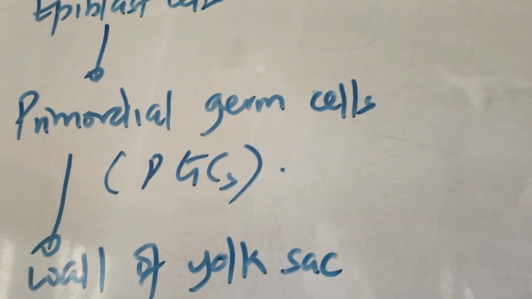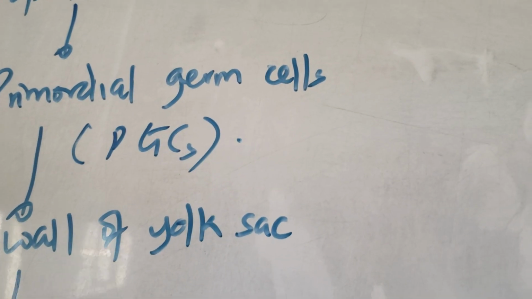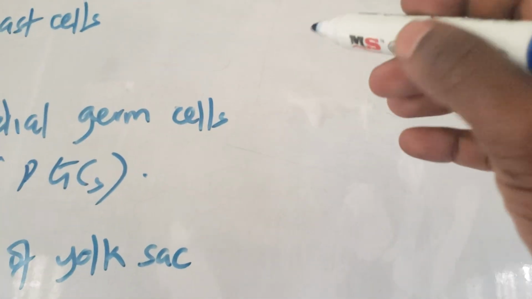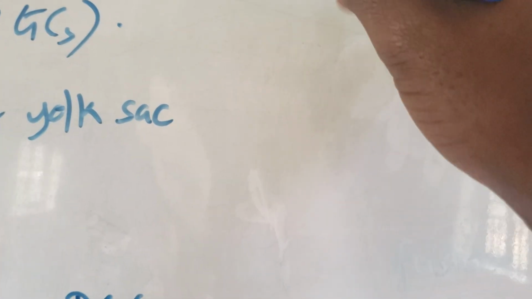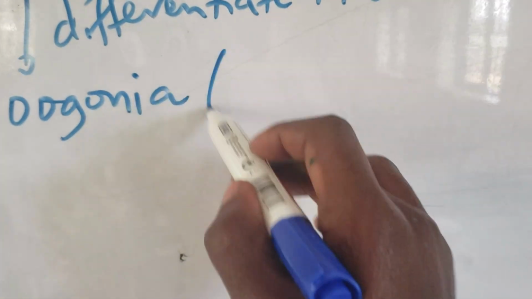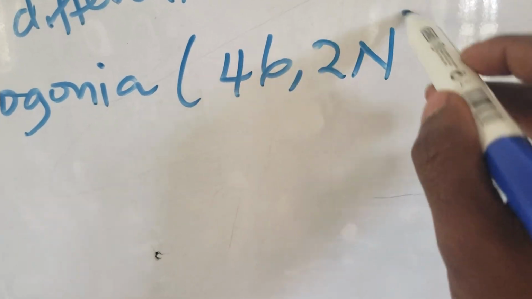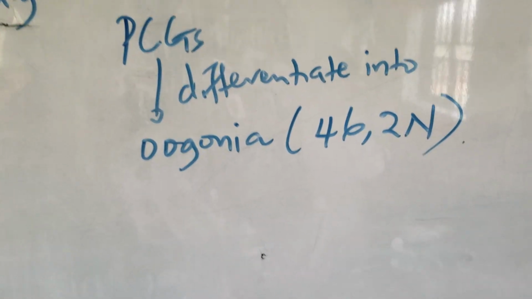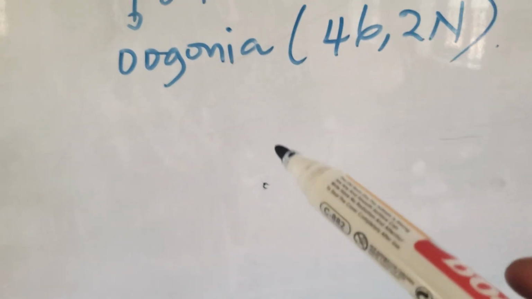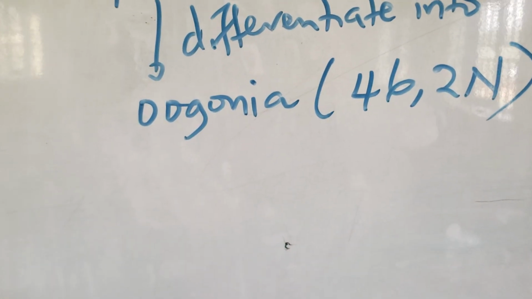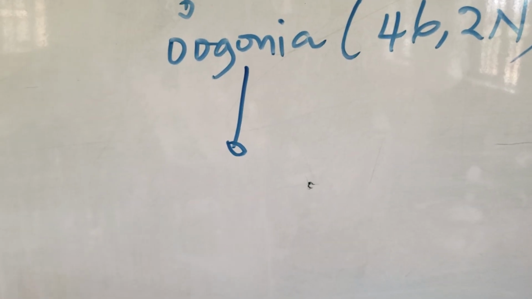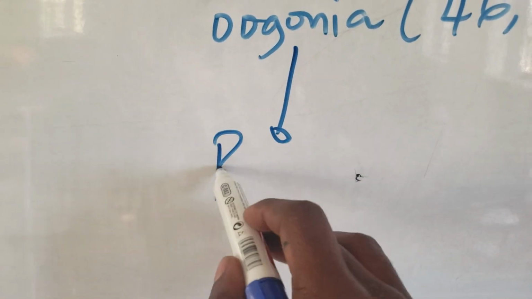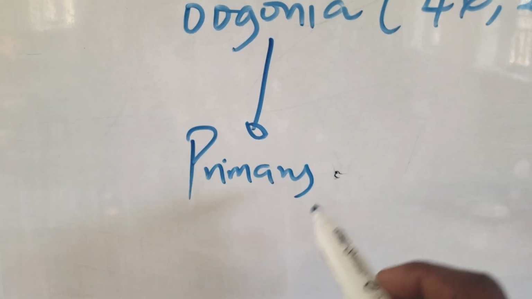And you also need to note the chromosome number and the amount of DNA. These primordial germ cells are 46, 2n, and they are also forming oogonia, which are 46, 2n. So these oogonia are going to divide and will undergo DNA replication to form primary oocytes.